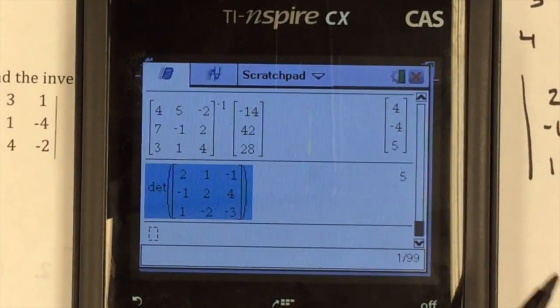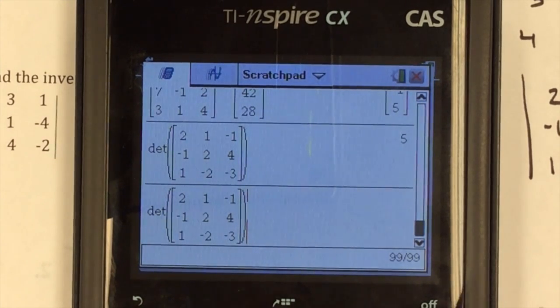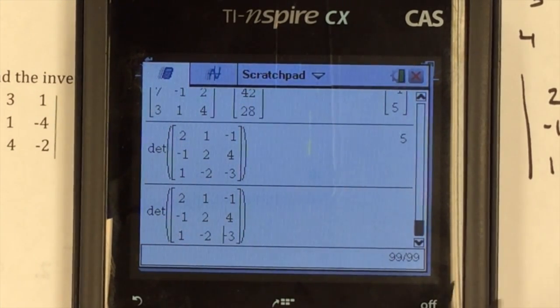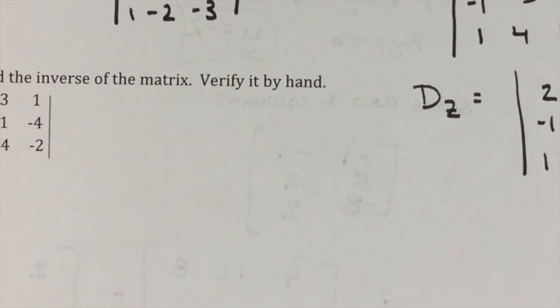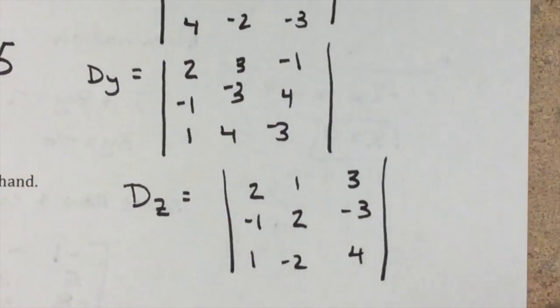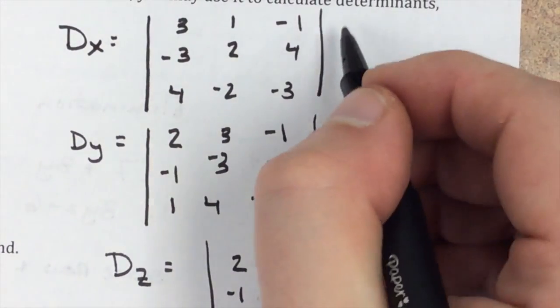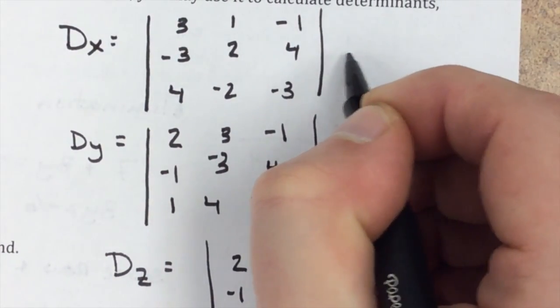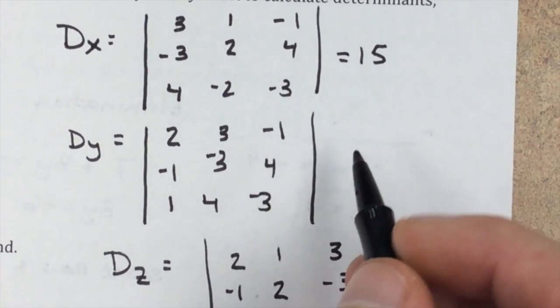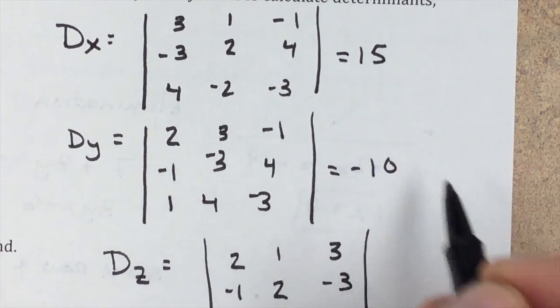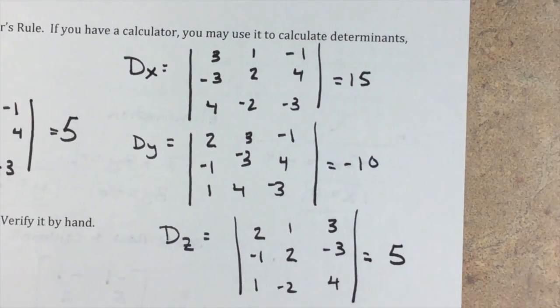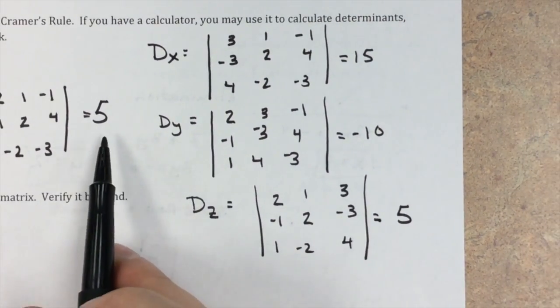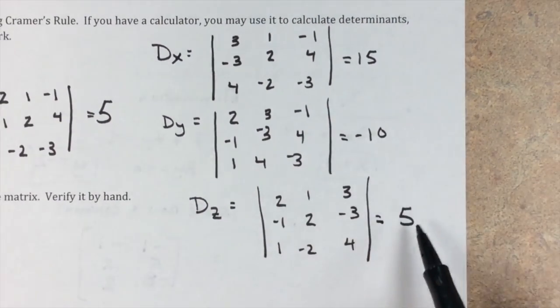If I want to rewrite that answer, I just go up to that answer and I hit enter. Now I can edit any one of those tables. So if I do this for dx, dy, and dz, I get dx to be 15, dy to be -10, and dz to be 5. So I have d is 5, dx is 15, -10, and 5.